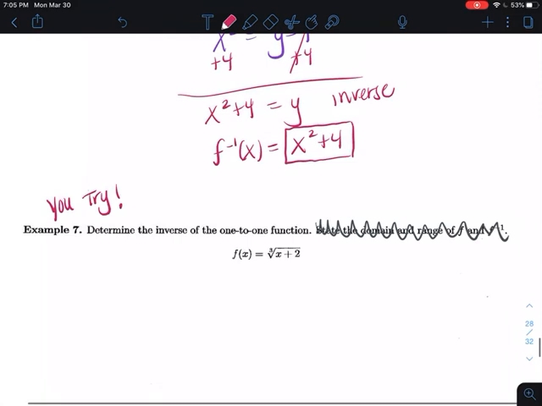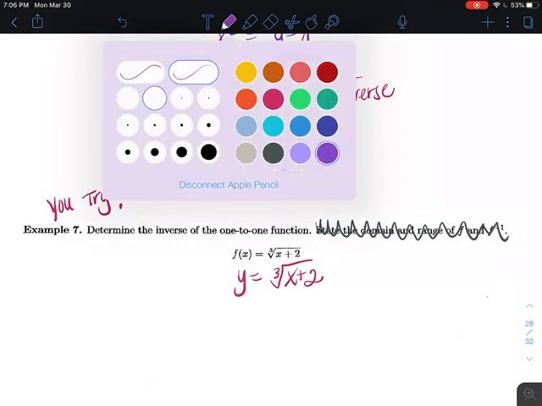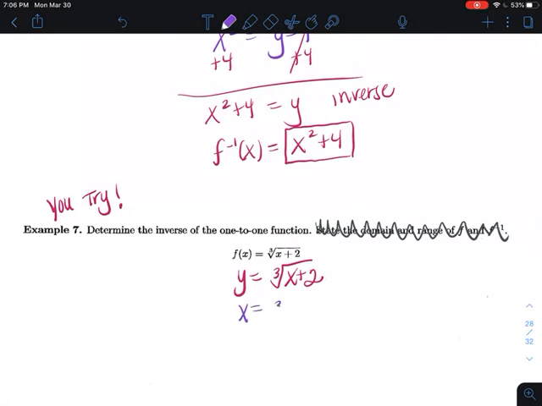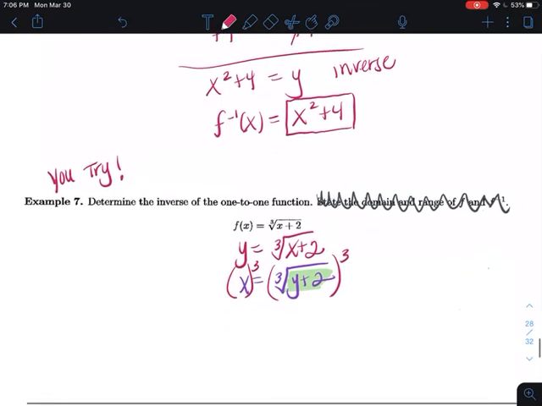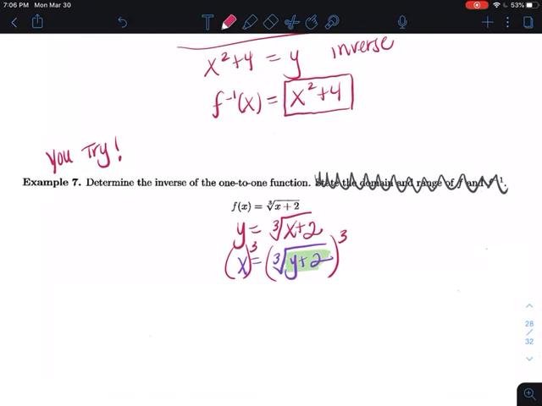I'm going to rewrite this equation using y equals. So y equals the cube root of x plus 2. Switch x and y. So x equals the cube root of y plus 2. The next step is to get y by itself. So I have to get rid of the cube root that's over it. So to get rid of this cube root, I'm going to raise both sides to the third power. So that's how you undo a cube root. And what you do to one side of the equation, you got to do to the other.